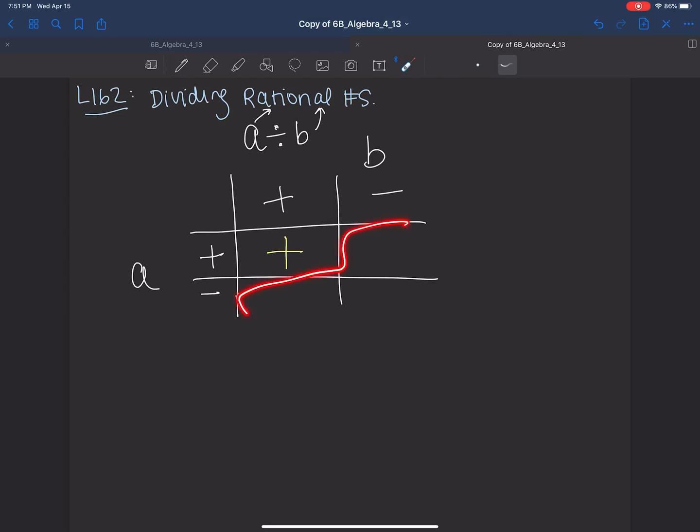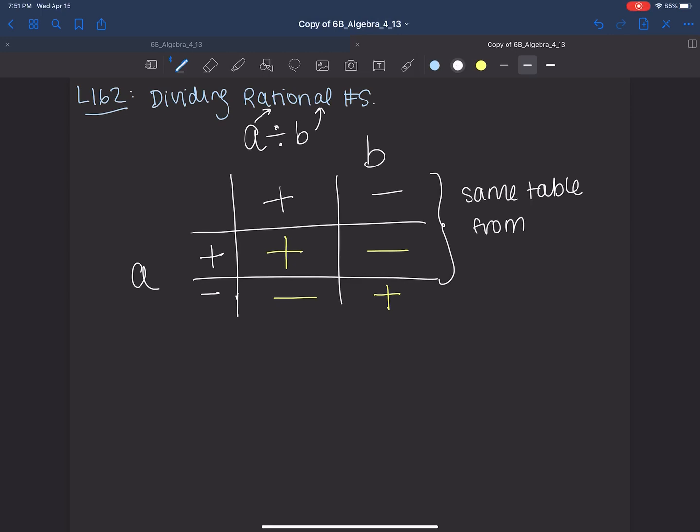Now let's talk about these two. These two squares correspond to cases when a and b have different signs. So a is positive, b is negative, or a is negative, b is positive. And in this case, your answer will take on a negative sign. Okay? And the very last box you need to worry about is when both of these are negative, and it turns out that actually your quotient, the answer that you get, is going to be positive. So some of you guys might already notice that this is the same exact table from last lesson, from the multiplication of rational numbers.